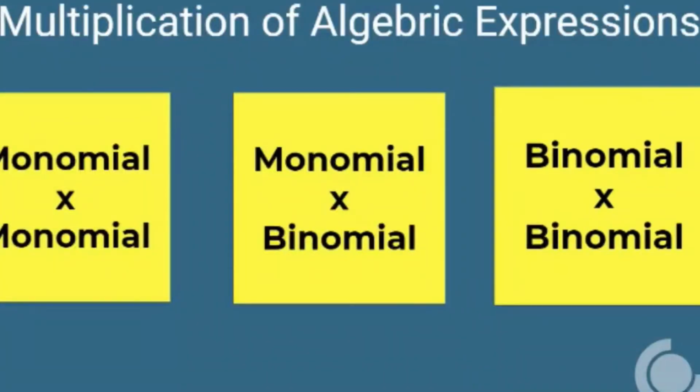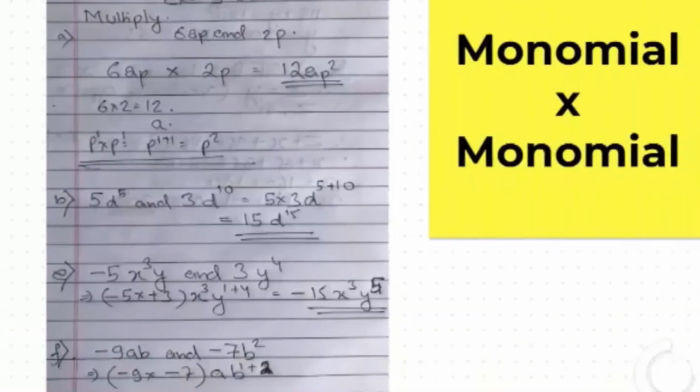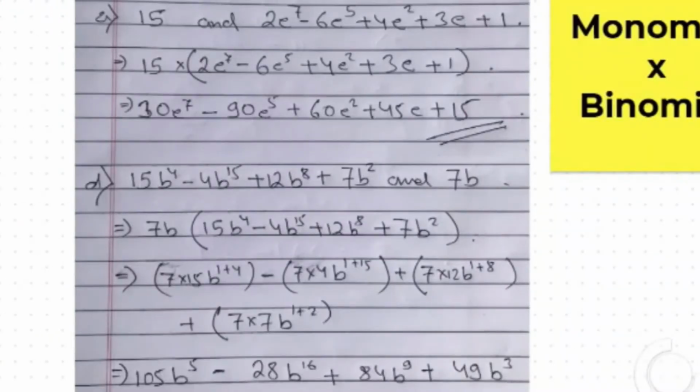So this was my multiplication with monomials, where I used one single term with another single term. Now the other one is where a single term is given and you have to multiply with multiple terms. Like this question, number 2 of your textbook. Here 15 is one single term, and the other expression to be multiplied is 2e to the power of 7 minus 6e to the power of 5 plus 4e to the power of 2 plus 3e to the power of 1 plus 1.